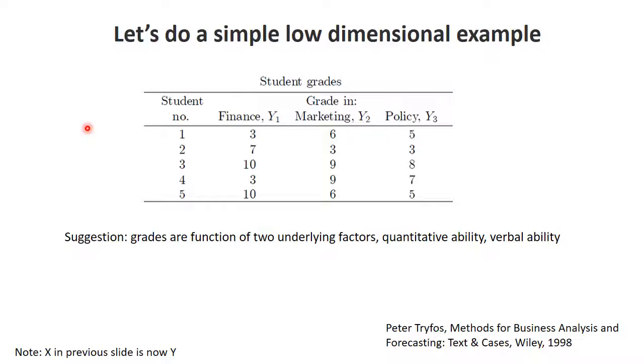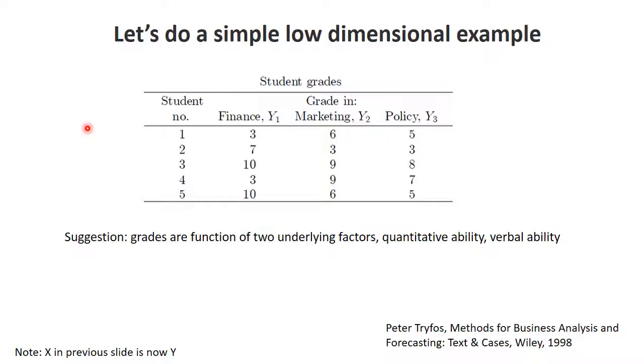And here we're looking at student grades. We have business school students, and there are 3 grades that we're looking at: finance, marketing, and policy. So the 3 variables we're looking at are finance grades, marketing grades, and policy grades, and then we have a number of samples, which are the students. What we expect here, and this is the setup of the problem, is that there are 2 underlying factors that determine the grades, and that's why the example is set up like that.